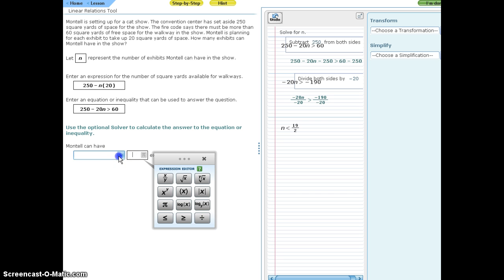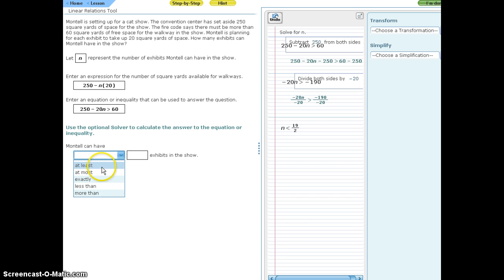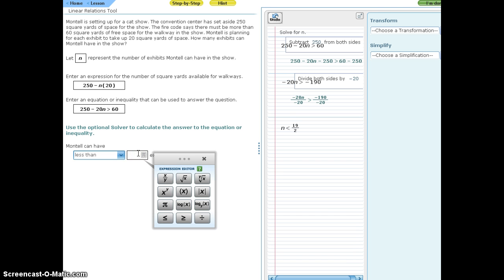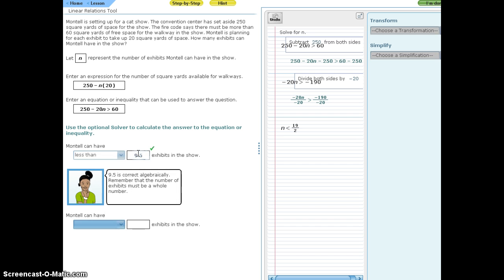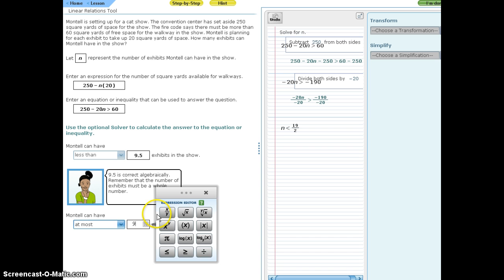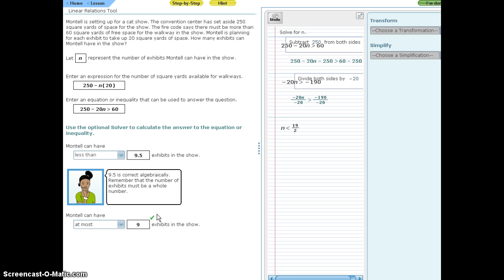I'm thinking it's going to want me to give, let's see, I'm going to go ahead and do it just like this, less than 19 over 2, and see what happens. This is correct algebraically. Remember that the number of exhibits must be a whole number. That's what I thought. So less than or equal to, or maybe at most 9. So I'm going to say at most 9. And it tells me that that's right.